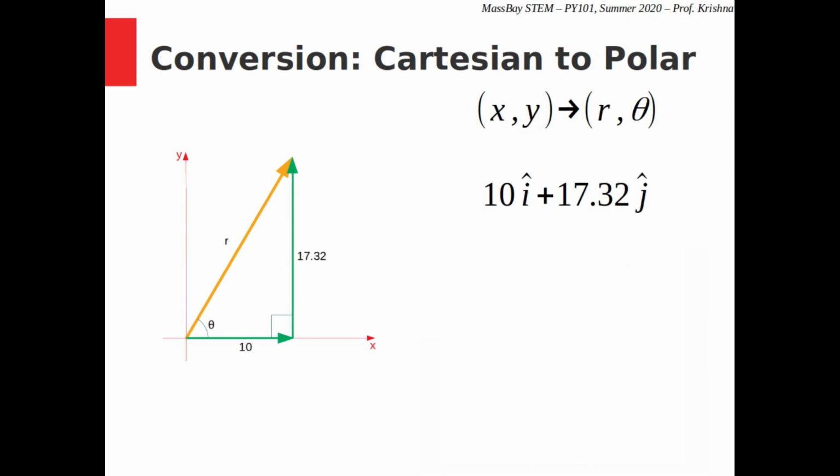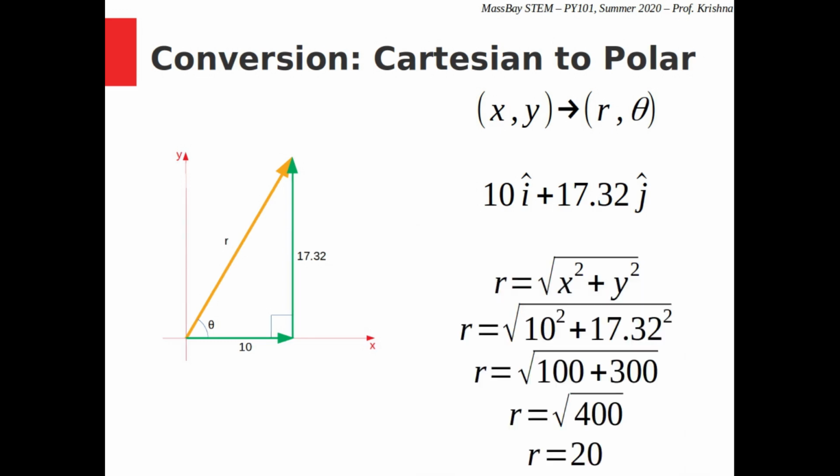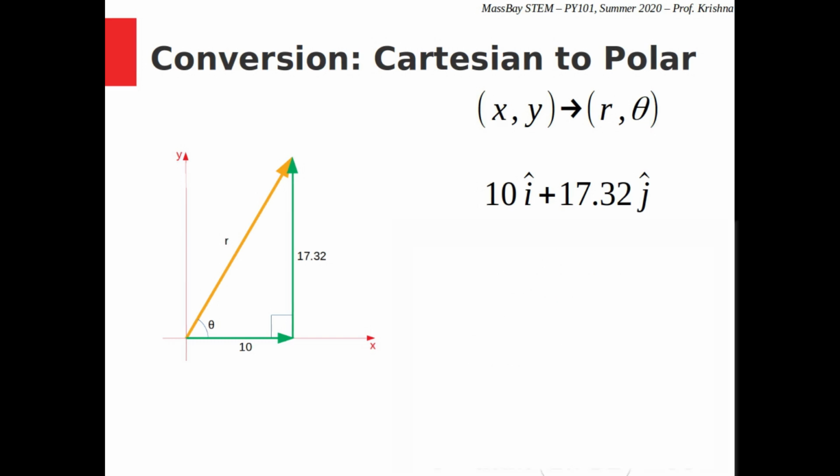What about Cartesian to polar? Let's go back to how we described the vector as the hypotenuse of a right triangle. We can find its length using the Pythagorean theorem. Since the side lengths are 10 meters and 17.32 meters, we can calculate using Pythagoras that the hypotenuse is 20 meters. What about the angle that represents the direction?